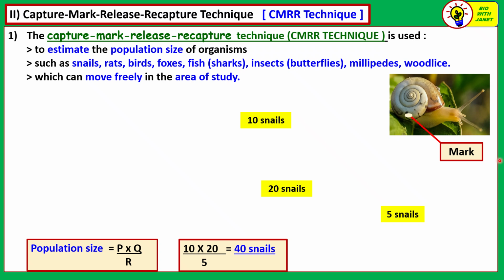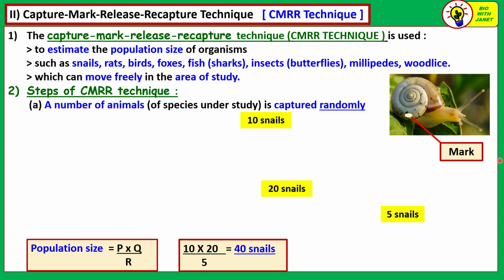All right, before the second capture. So let's find out the steps of the CMRR technique. Firstly, animals of the species under study, all the animals of the same species, are captured randomly. So you can capture a number of these animals in the area of study, which can be the natural habitat or that particular environment. Okay, so a number of the animals of the species under study are captured randomly.